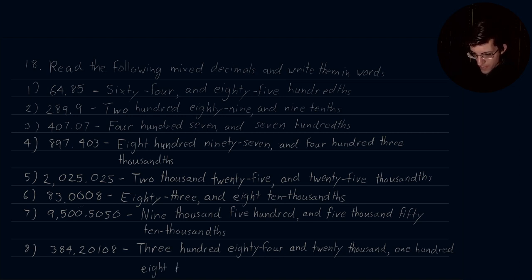One hundred thousandths. Hopefully you guys can see that last little bit. Yes, just enough. Good. And 800 thousandths. 384,020,108 hundred-thousandths, and we have to put a hyphen between hundred and thousandths. That way we know that it's a fraction.